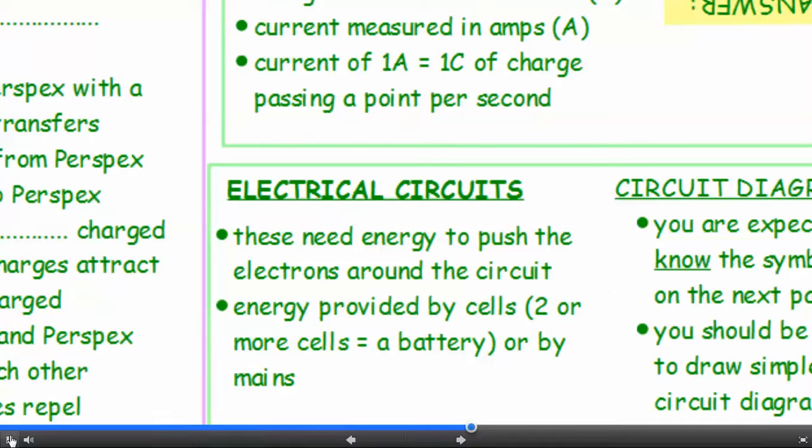Now, electrical circuits need energy to push the electrons around the circuit, and the energy is provided by cells. 2 or more cells equals a battery. We tend to call each one of them a battery, but actually one of those things that you put into the circuit is called a cell, or it's provided by mains.